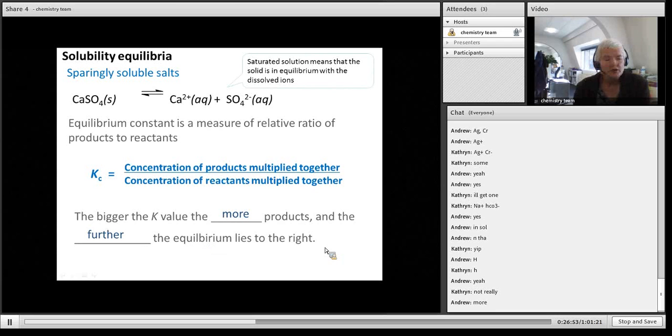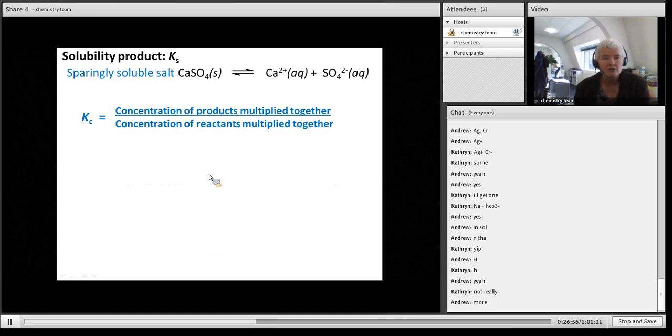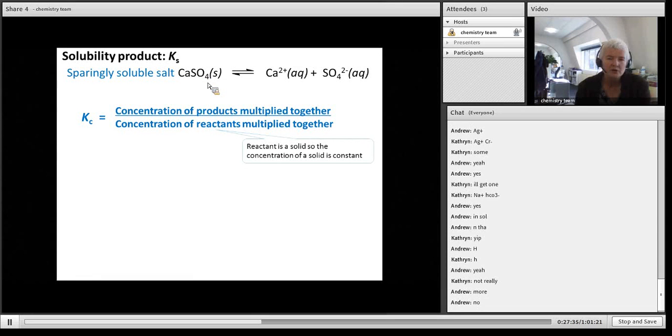Right, so we've looked at just the general equilibrium constant. Now we want to look at what we call the solubility product. Can you see it's Ks? I've shown Kc. Kc is just for concentration. Okay, that's where that C comes from. Now I want to look at S. That's from solubility. So what we've got here is the products, calcium and sulfate ions, and we've got a concentration with those. But can I have a concentration of a solid? Does the concentration of a solid change? No, it doesn't. It's a constant.